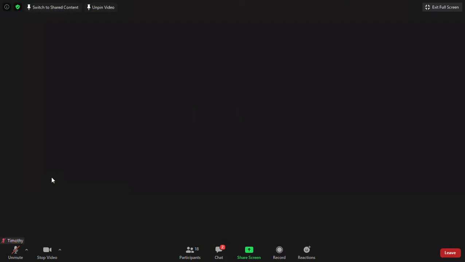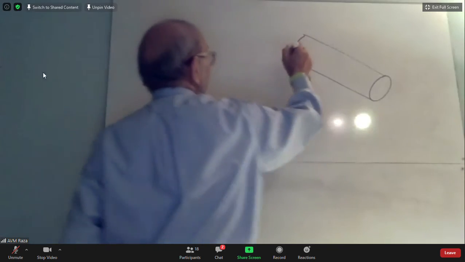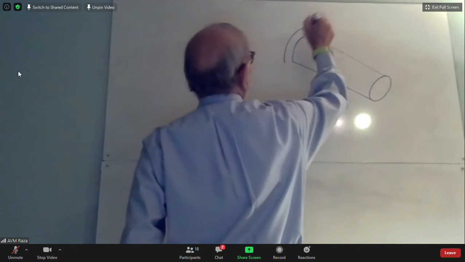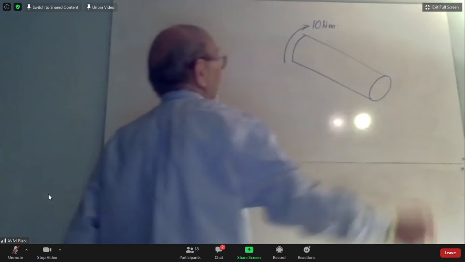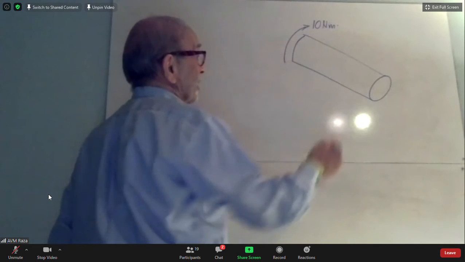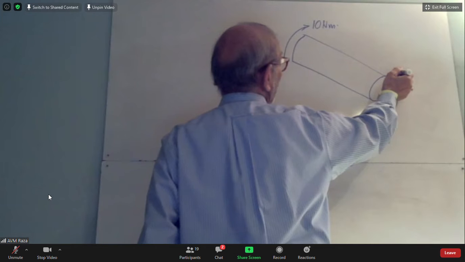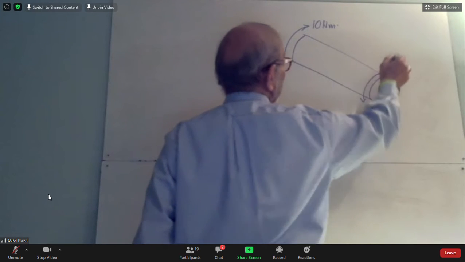And there is a 10 Newton meter torque on the back end in that direction. And to balance that, or to keep it in equilibrium, I will have to have a torque which I'm calling TA.